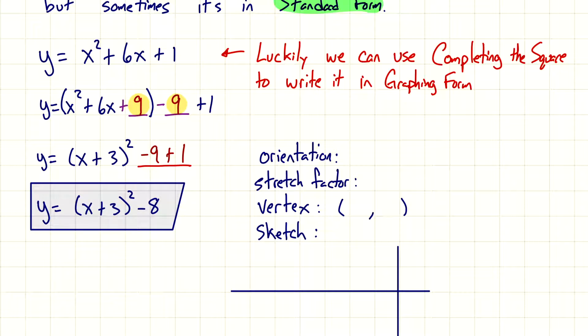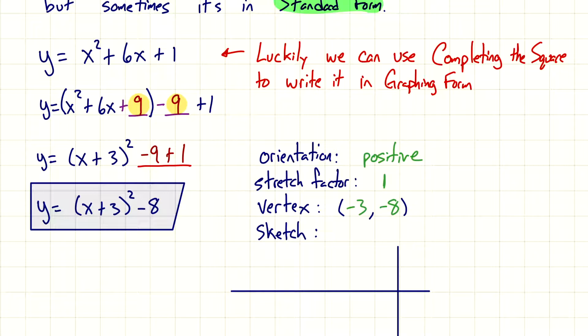All right, so now, if you didn't notice, we have an equation in graphing form. So now we should be able to identify the parts easily. Orientation is going to be positive, right? Because there's no number in front, which means there's that invisible 1. Stretch factor is also going to be 1, because I just said there's a 1 in front. Vertex, let's see if you could tell me what the vertex is on this one. All right, let's see if you got this correct. So this is going to be (-3, -8).